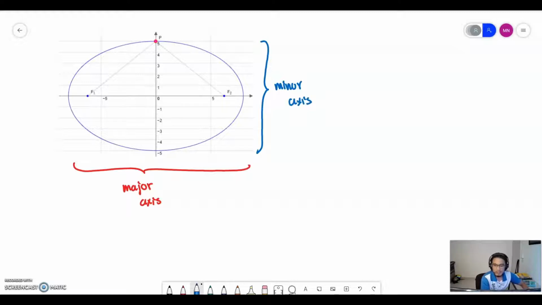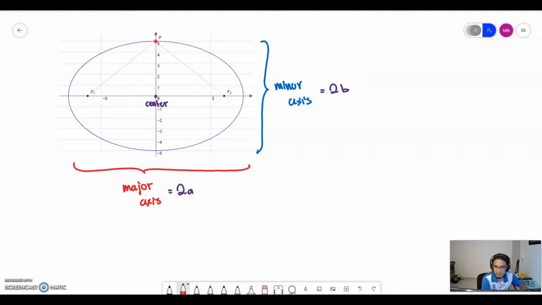The total length of the major axis will be equal to 2a, and the total length of the minor axis is equal to 2b. So that means from the center, which is at the middle of the ellipse, this is the center at the origin. The center indicates the middle point of the major axis.